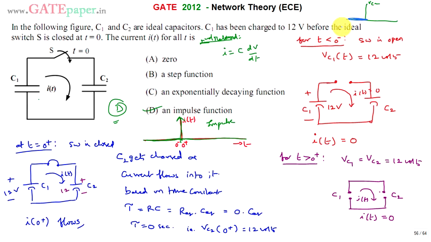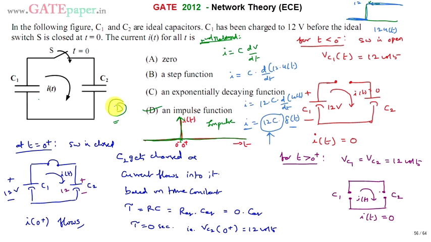Voltage is 0 till 0 minus, and at t = 0 plus and afterwards, the voltage applied is 12 volts continuously. So this looks like a 12 volt step. The voltage across C2 is 12 u(t). Now the current is C d/dt of 12 u(t), which means i = 12C d/dt of the unit step function. The derivative of the unit step function is the impulse, so i = 12C delta(t), where 12C is the strength, or area, of the delta. So i is an impulse function, and the right answer for this question is D itself.